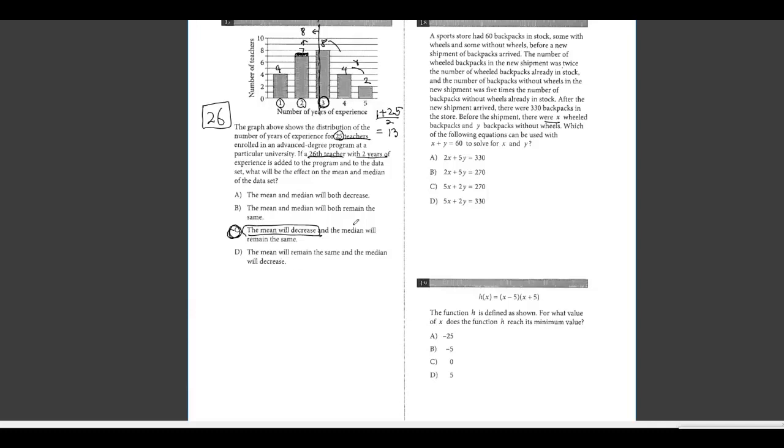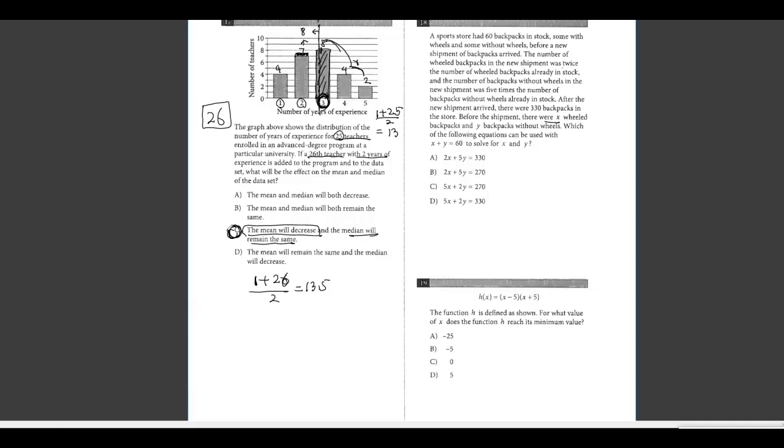What about the median? Now take a look at the median. Just before, the median was this number, right? 3 years. Now we have 26 teachers. 1 plus 26, the first teacher, the last teacher, 26. When you divide by 2, 13.5. Now you count. Where is 13.5? This is 6, this is 14 already, just like before, right? It belongs to the same value here. Still 3, okay? The median will remain the same. Choice C is the answer, okay?